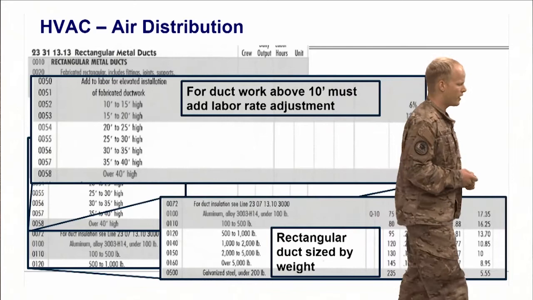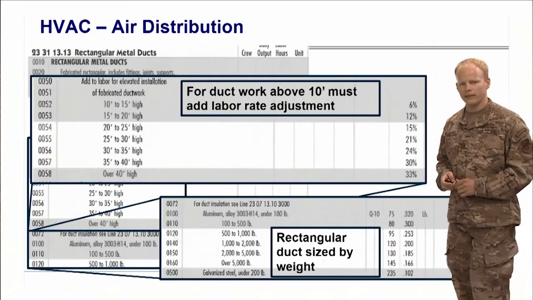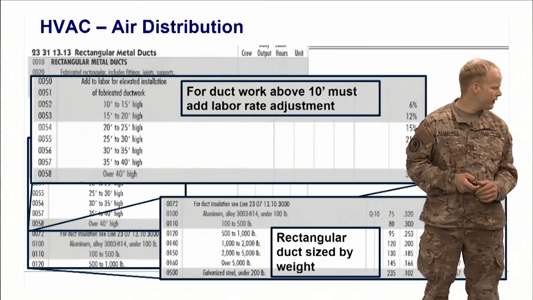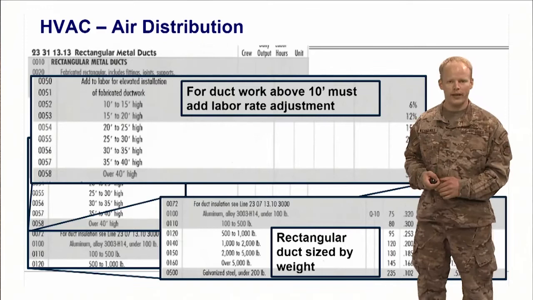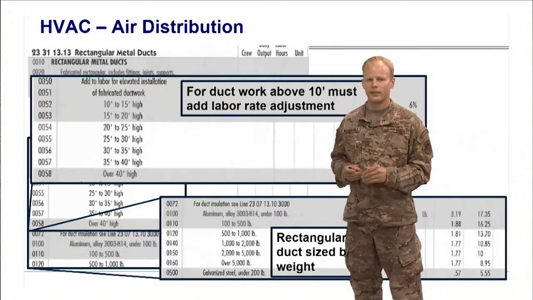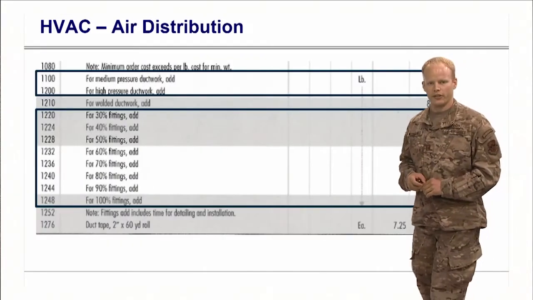And then we talk about it being sized by weight. So you're going to have to identify the material, aluminum, what is the aluminum alloy, and then how much weight is it. So you'll have to calculate the surface area, find the thickness, find the density of it, and calculate that. That's how you get your rectangular duct.